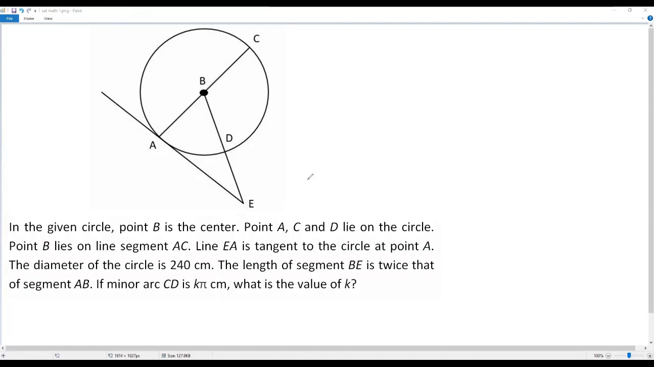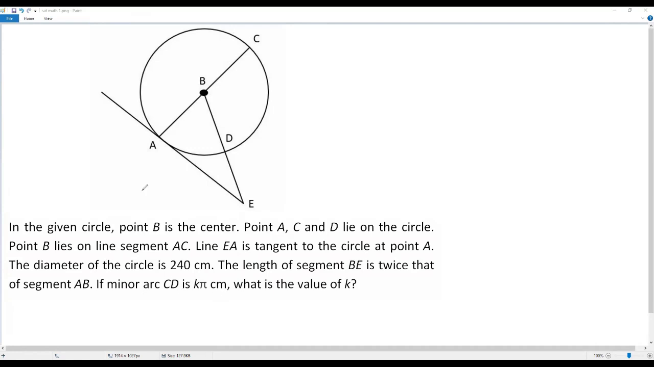In the given circle, point B is the center, points A, C and D lie on the circle, point B lies on line segment AC, line EA is tangent to the circle at point A, the diameter of the circle is 240 centimeters, the length of segment BD is twice that of segment AB. If minor arc CD is K pi centimeters, what is the value of K?